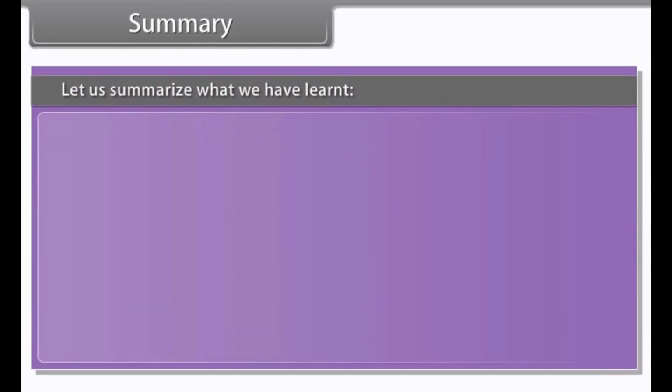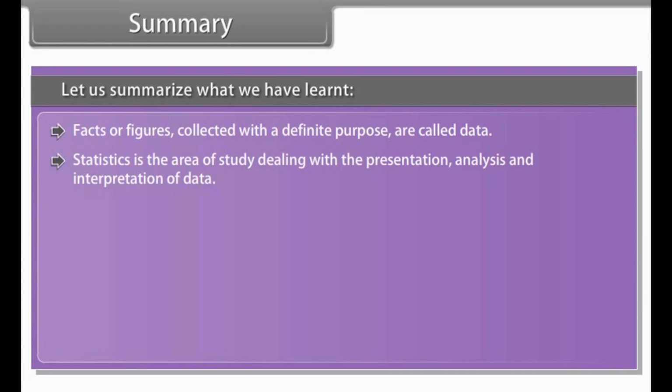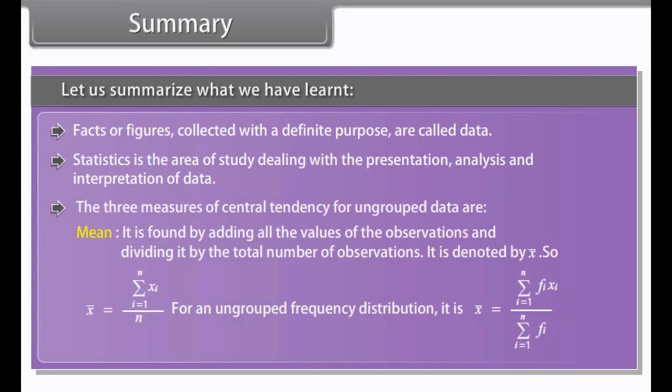Summary. Let us summarize what we have learned. Facts or figures collected with a definite purpose are called data. Statistics is the area of study dealing with the presentation, analysis, and interpretation of data. The three measures of central tendency for ungrouped data are: mean. It is found by adding all the values of the observations and dividing it by the total number of observations. It is denoted by x bar. So, for an ungrouped frequency distribution, it is as follows.